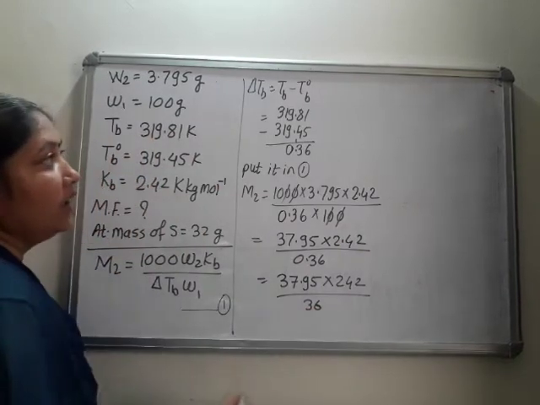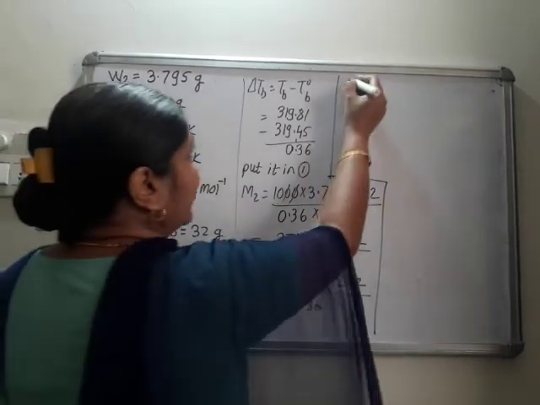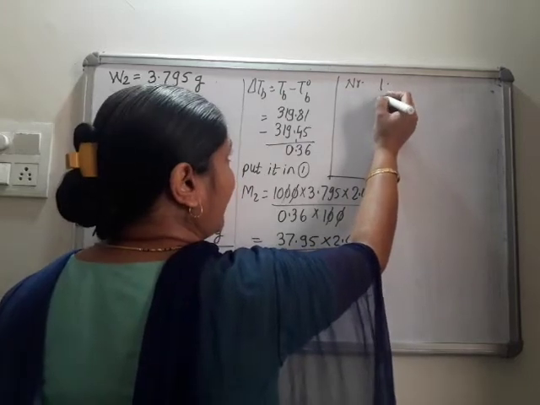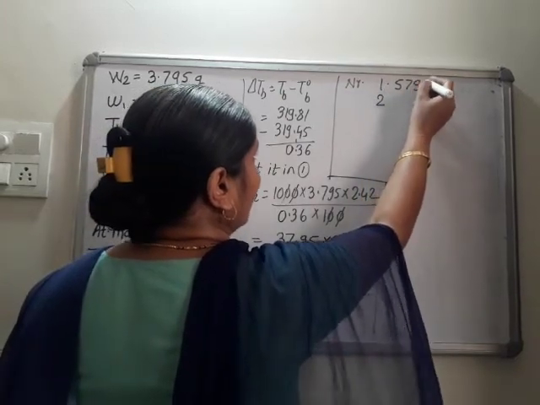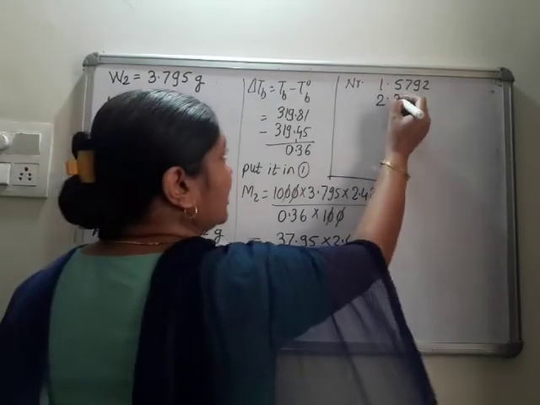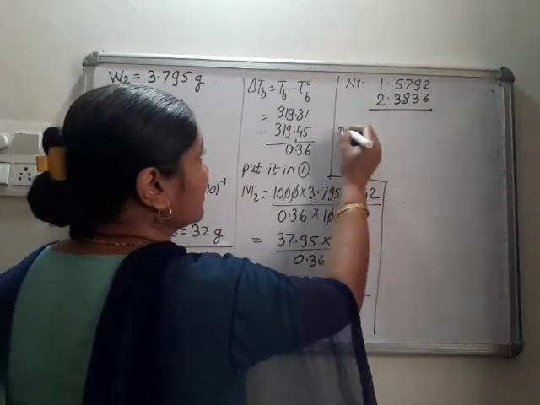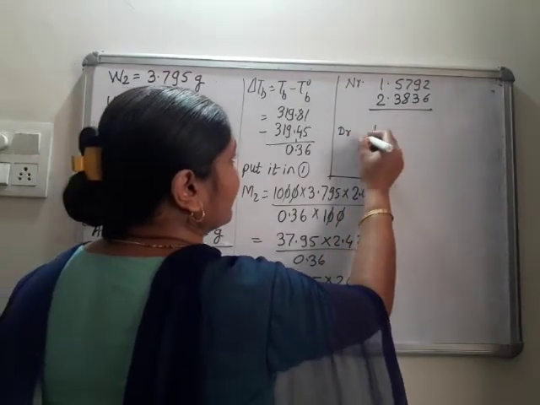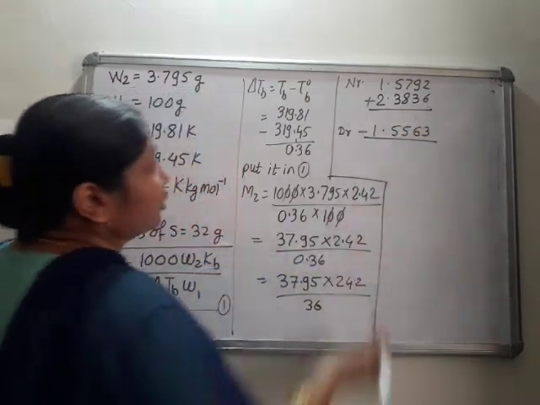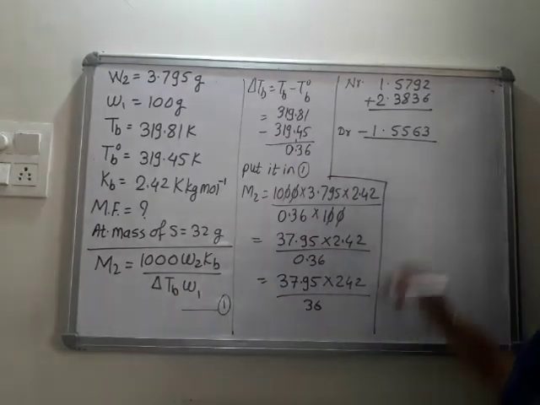Yes, chalo. Again, numerator and denominator logs. Log of numerator. Tell me, log of 37.95 is 1.5792, and log of 242 is 2.3838. And what is log of 36? 1.5563. Chalo, do the calculations. Add these two logs, numerator.